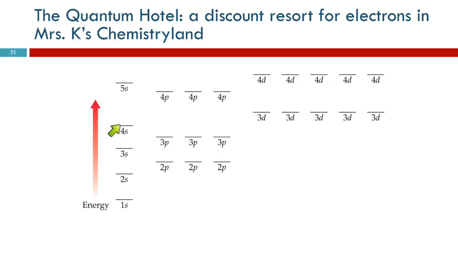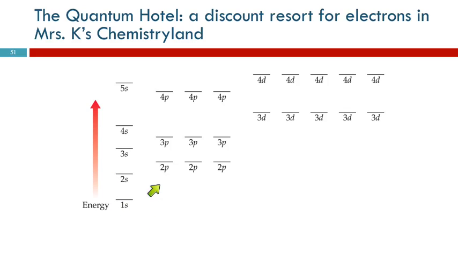On the 4th floor, there are 4 rooms. We're only showing 3 of them here, but there's the S room, the P room, the D room, and then there's another one, the F room. The F room has 7 beds. The energy levels here get a little jumbled up because of the interactions between the electrons. It gets kind of complicated.